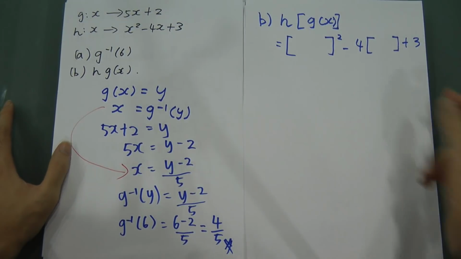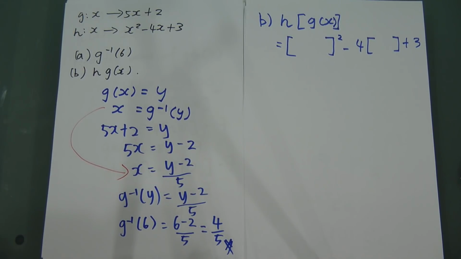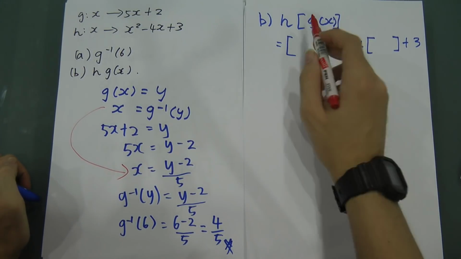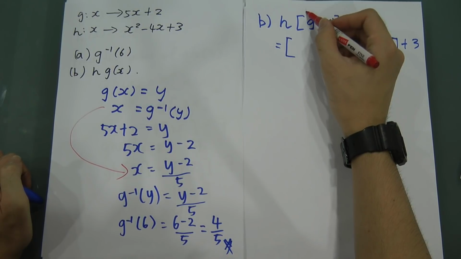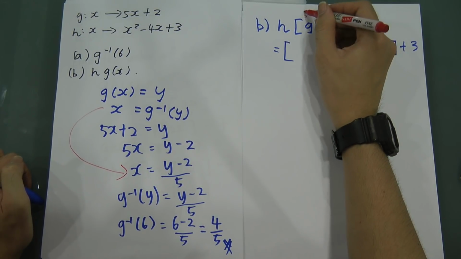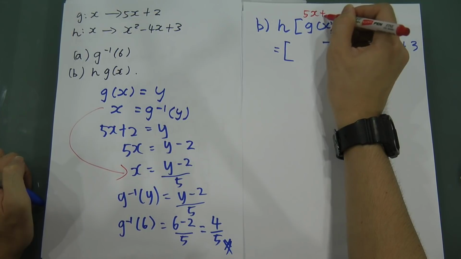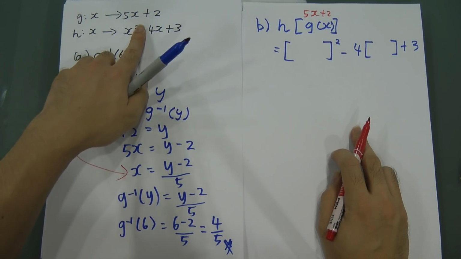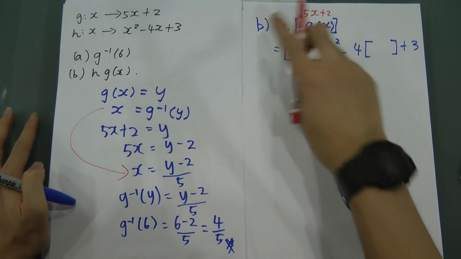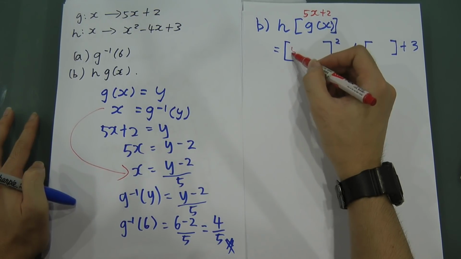All the x I change to bracket. Okay, and then now gx, what is gx? gx is 5x plus 2. See, gx is 5x plus 2. So now all the x will change to 5x plus 2.